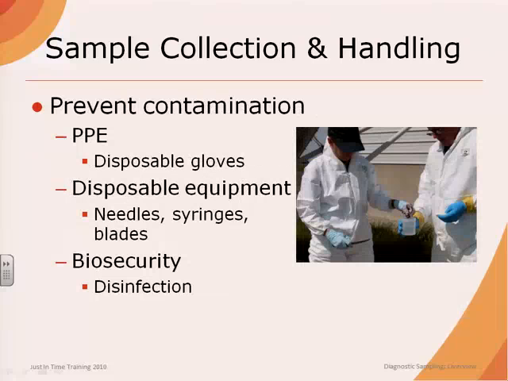Handling of tissues and fluids from a suspected premises or animal will require strict adherence to biosecurity and infection control procedures. Wear disposable gloves and change them frequently. Use disposable equipment such as needles, syringes, and blades whenever possible, and change equipment between each animal. These practices serve not only to prevent sample contamination, but to prevent the accidental spread of disease between animals.